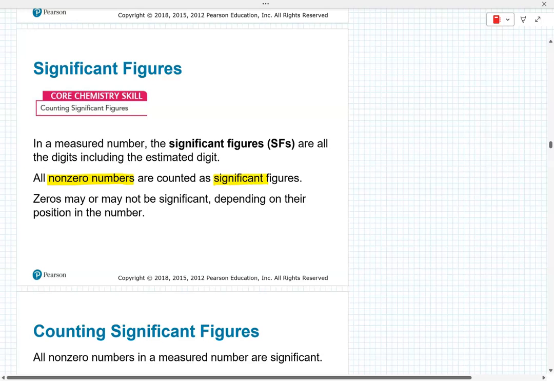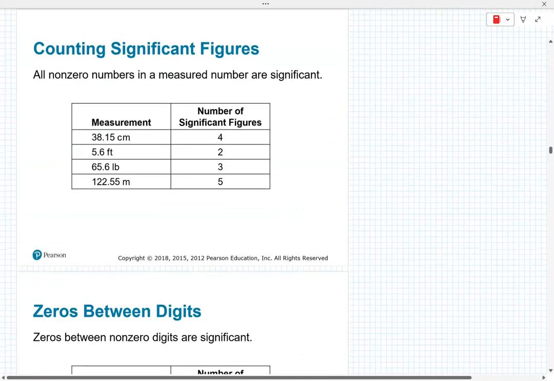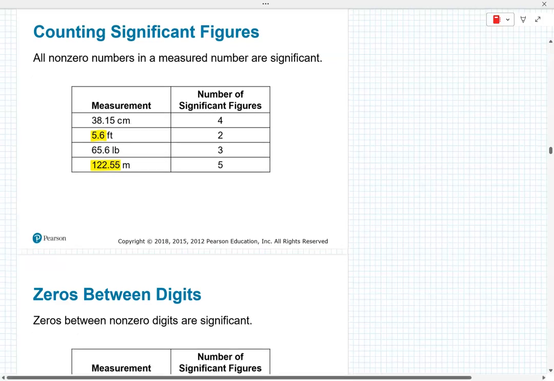Non-zero numbers are significant. No exceptions. Zeros depend on the position. So these 4 examples, as you can see, contain 4 numbers, and each number does not have zeros. So if you have 5 non-zero numbers, you have 5 significant figures. Make sense? If you have 2 non-zero numbers, you have 2 significant figures.